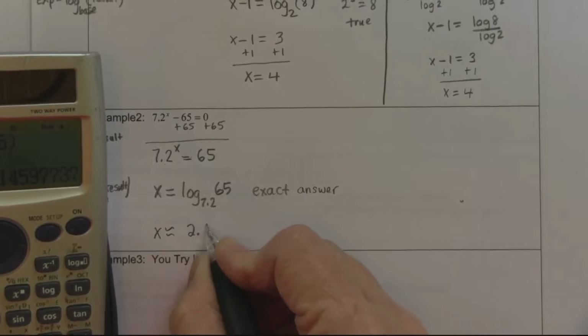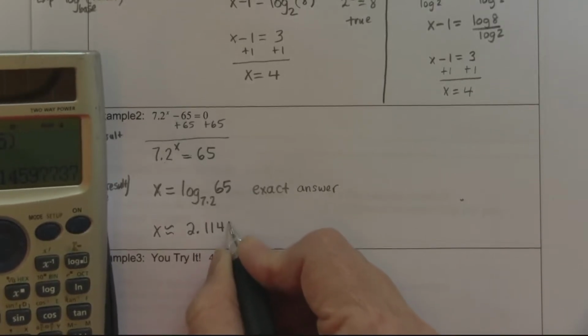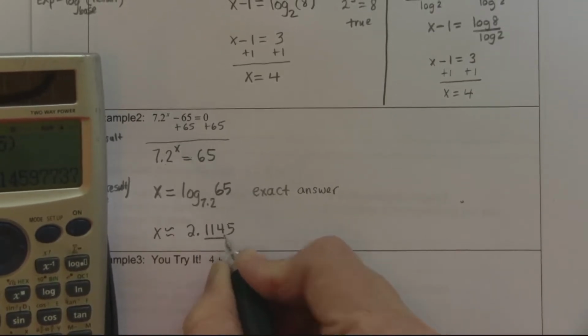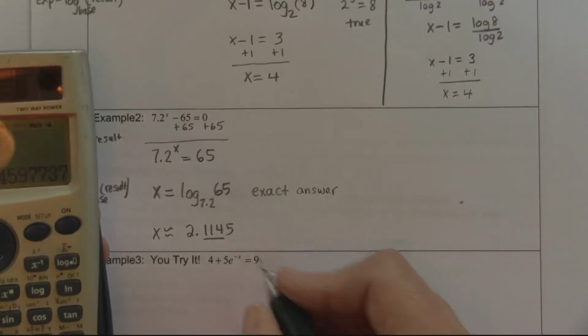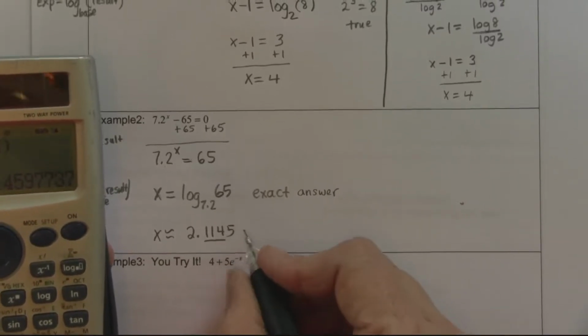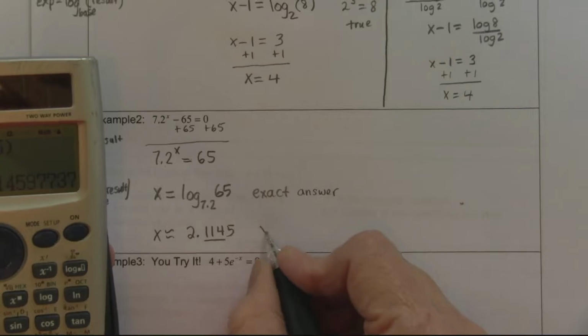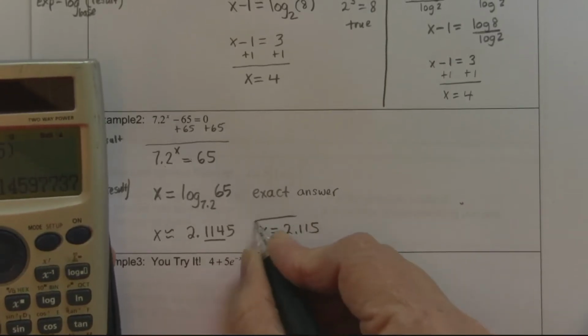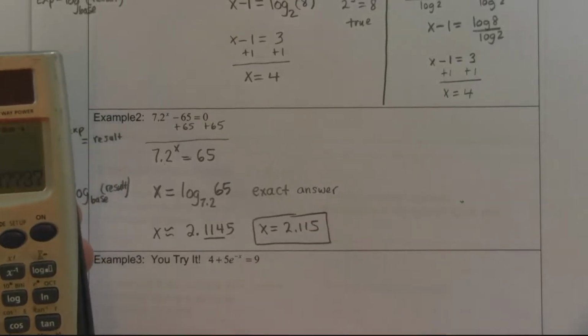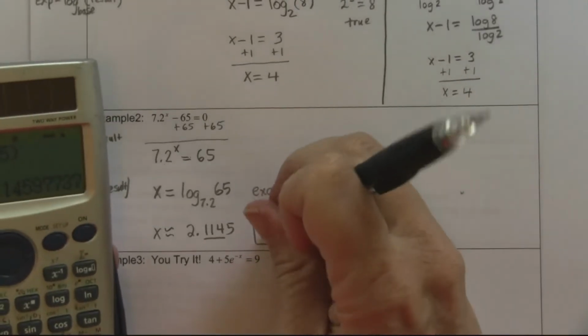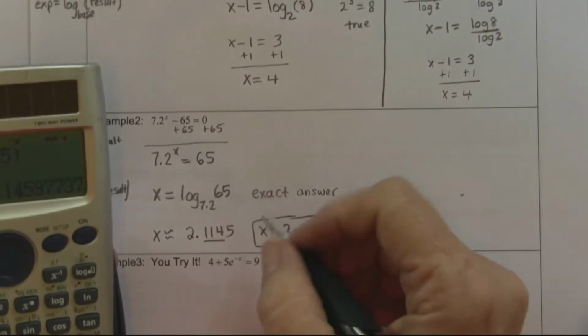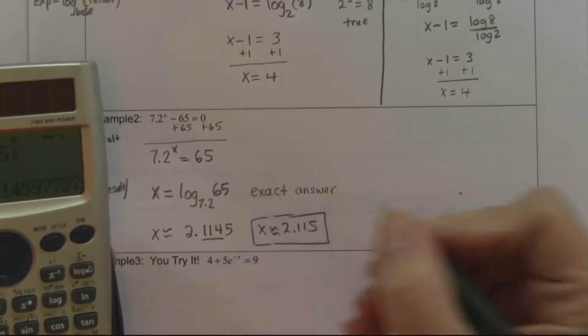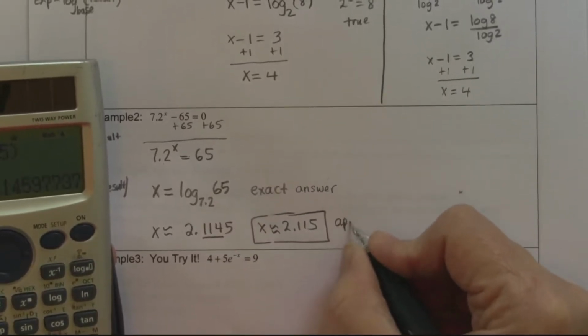So 2.114, the next number is a 5. There's 3 decimal places, and the next number was a 5, so that's going to bump this up, right? So we're going to get x equals 2.115, and put a box around that answer. And I should say squiggly equals, for it's approximately equal to this. And this is the approximate answer.